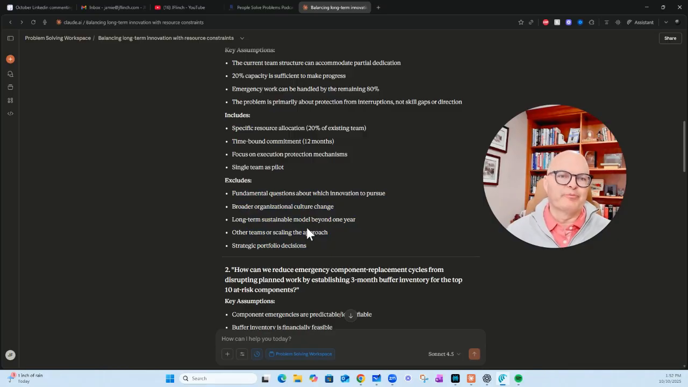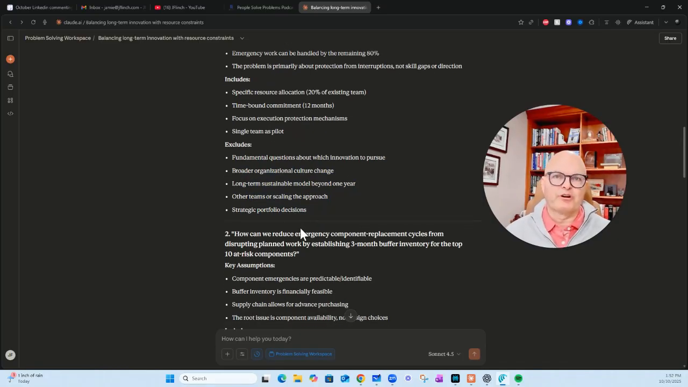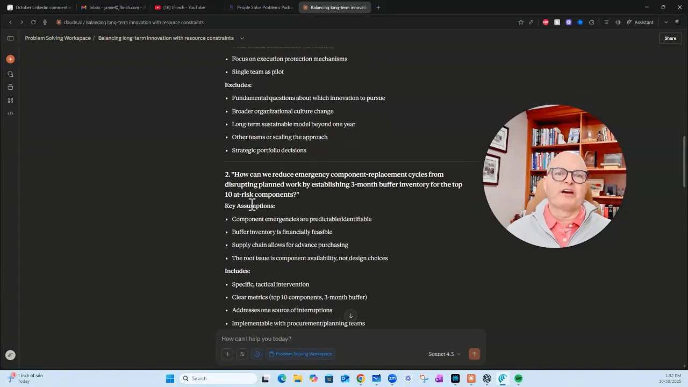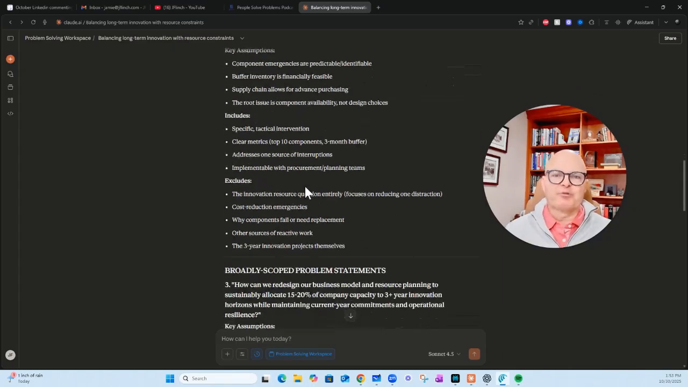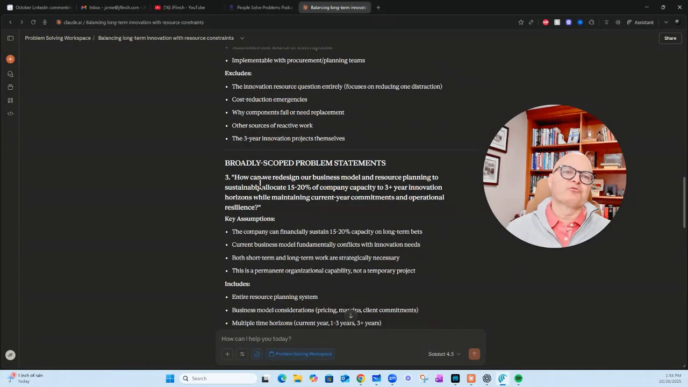Long-term sustainable model beyond year one. Gee, that's pretty important. So another example: how can we reduce emergency component replacement cycles from disrupting planned work by establishing buffer inventory? So this works around the problem. Now we get more broadly scoped. This is more thinking about the system itself.